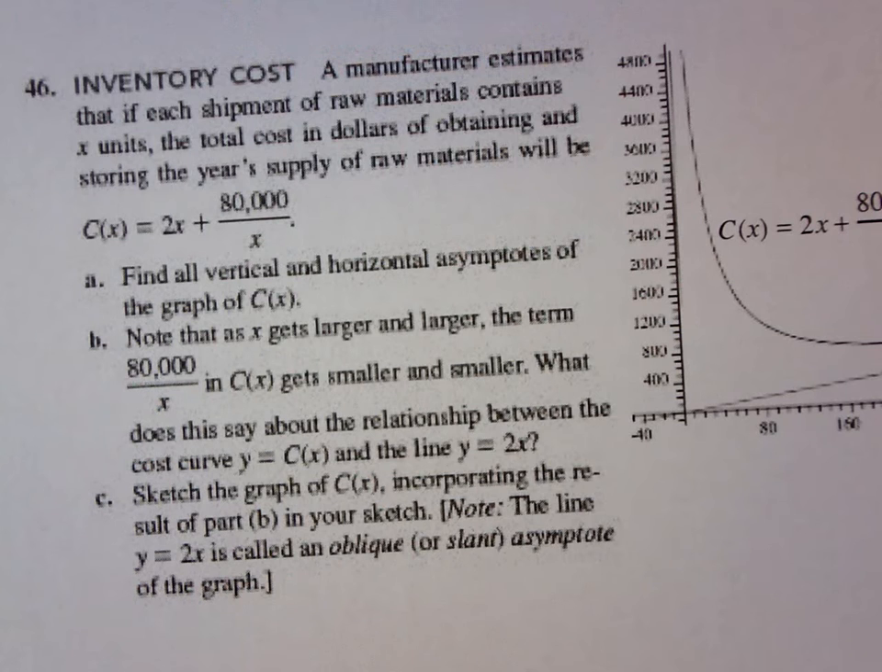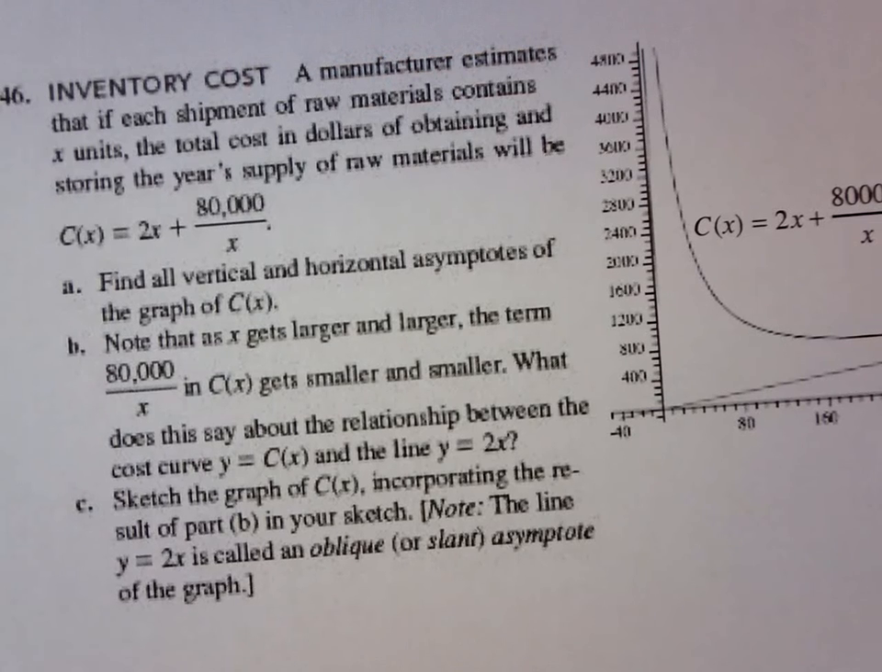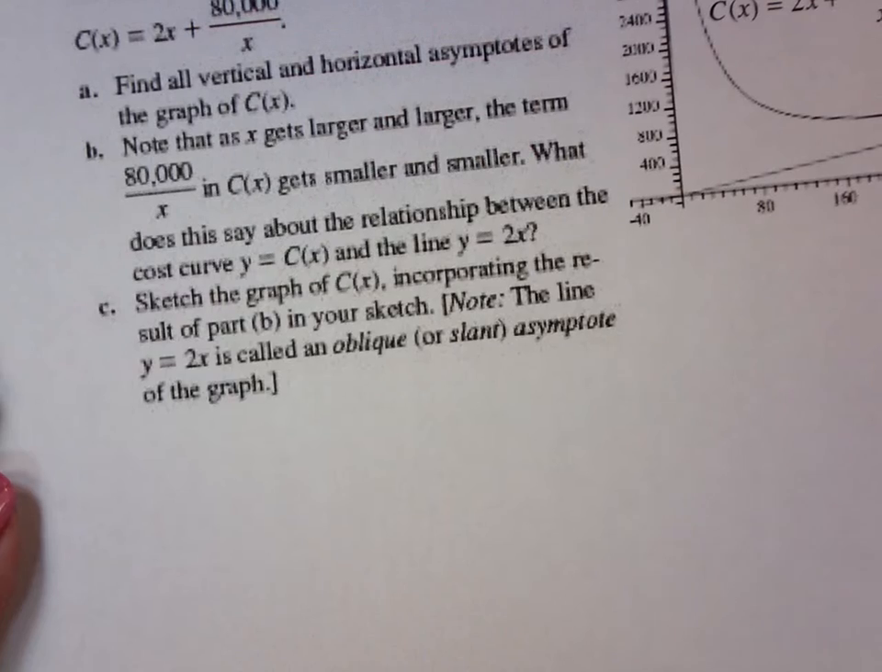Note that as X gets larger and larger, the term 8,000 divided by X gets smaller and smaller. What does it say about the relationship between the curve C of X and the line Y equals 2X? Sketch the graph, and I did that for you already. What this brings into play is an idea that we had in college algebra called oblique asymptotes, and that's what this problem ends up bringing up more than anything else.